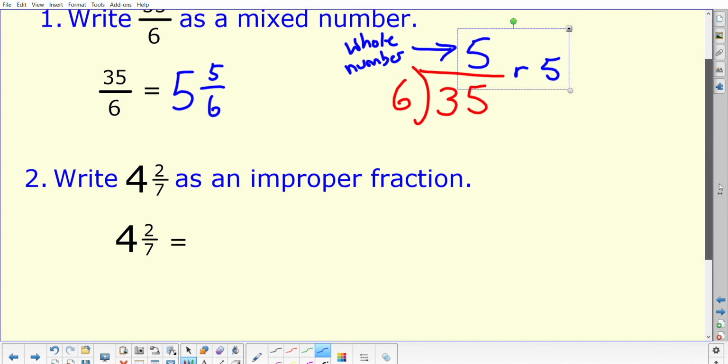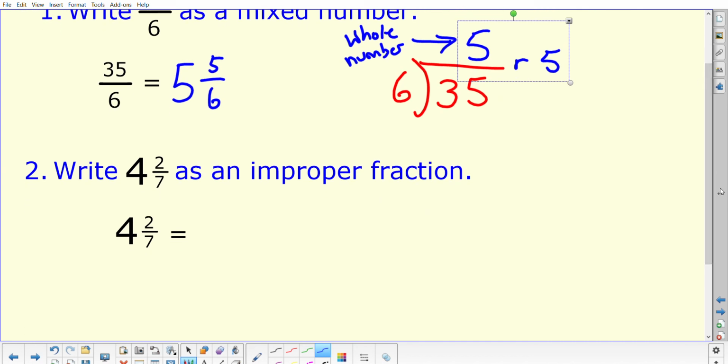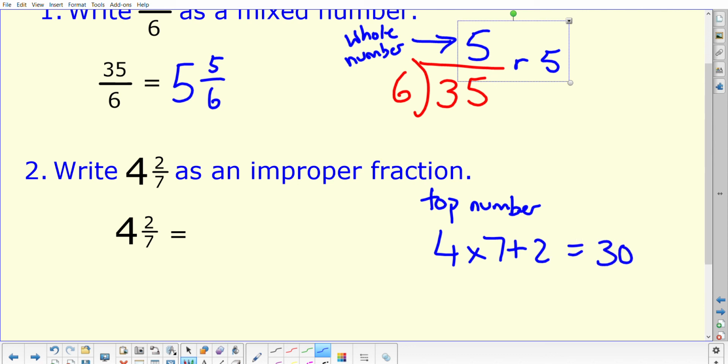If you're dealing with a mixed number to write as an improper fraction, the top number of your fraction is worked out by doing 4 times 7, add on 2, which in this case is going to give us 30. So we are going to end up with 30 over 7.